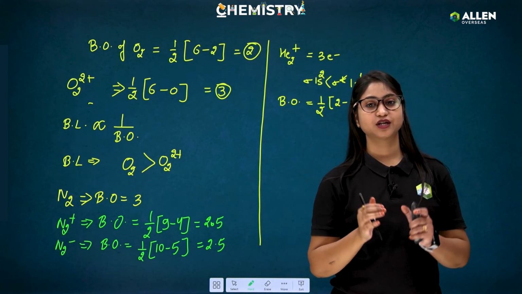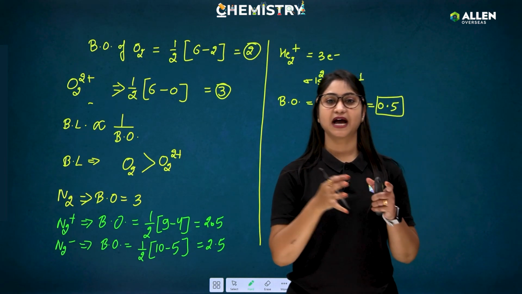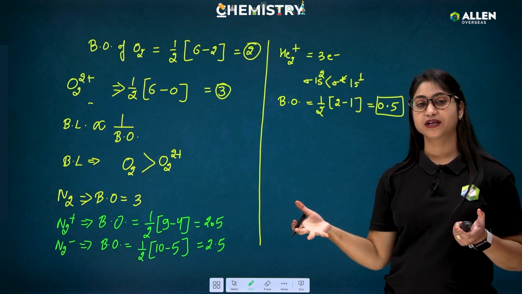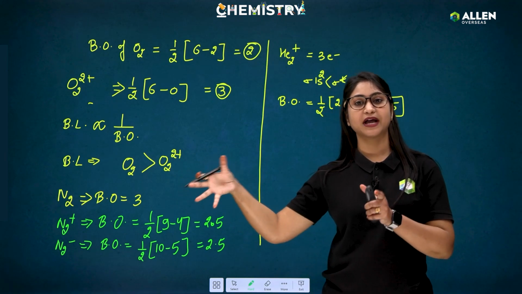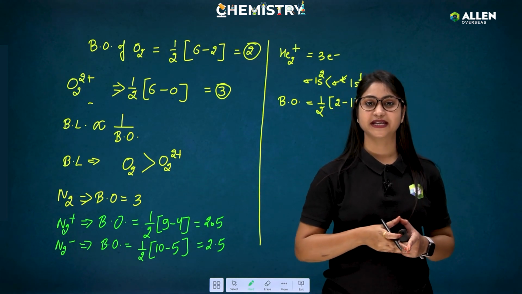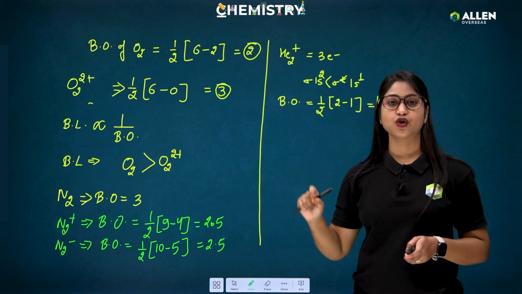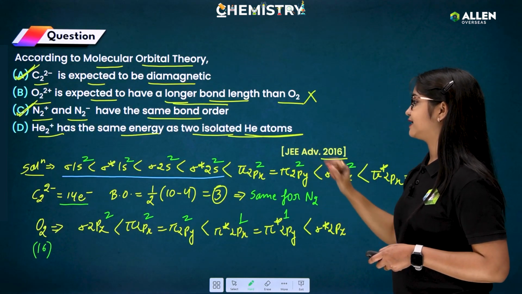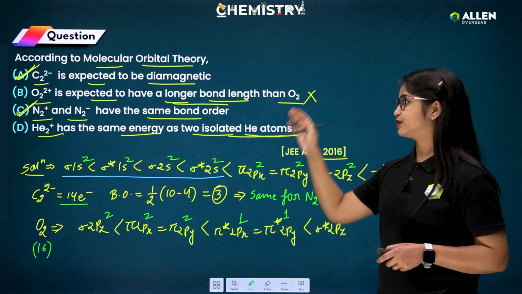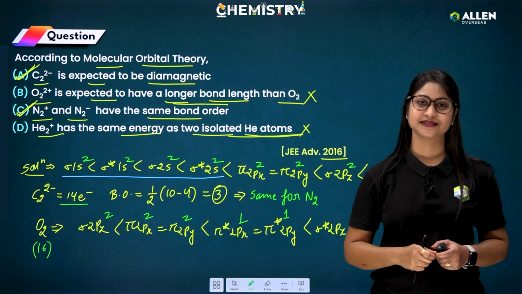So the energy of this species cannot be equal to 2 isolated helium atoms, because isolated helium atoms have no bond order. For them the bond order is 0. If you convert 2 isolated helium atoms into He2 positive, some energy change will take place in that process. So the energy of He2 plus cannot be equal to that of isolated helium atoms. That's why option D is also incorrect. So for this question, options A and C are the right answer.